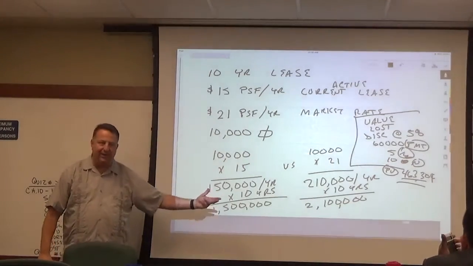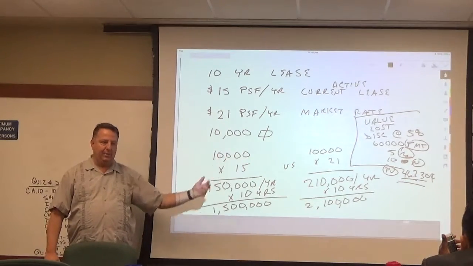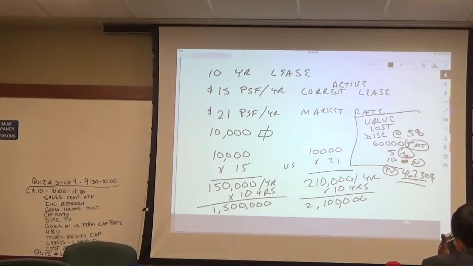Okay, so we found that the absolute loss was what? $600,000. The discounted value. So that's what it's really worth to us today, that loss. Okay, is everybody cool with that? Okay. Moving on.